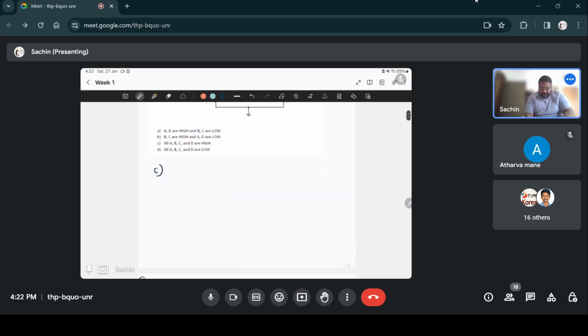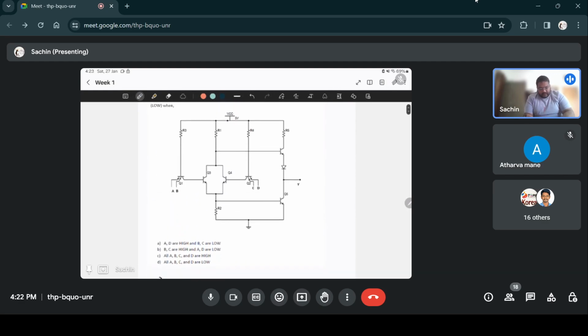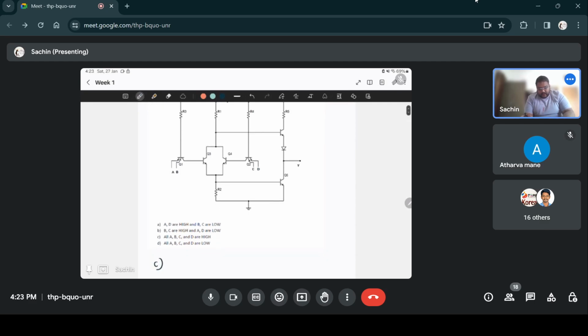That's why the correct answer is C. All A, B, C, and D must be high. If any one of them is low, then it should happen in each branch.